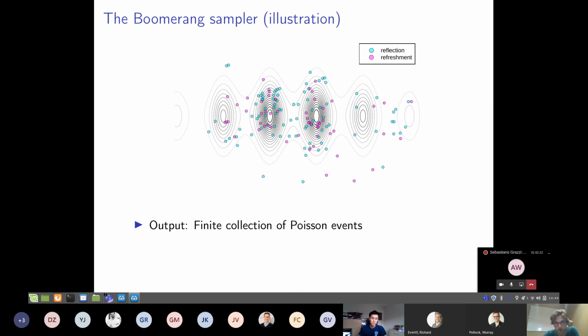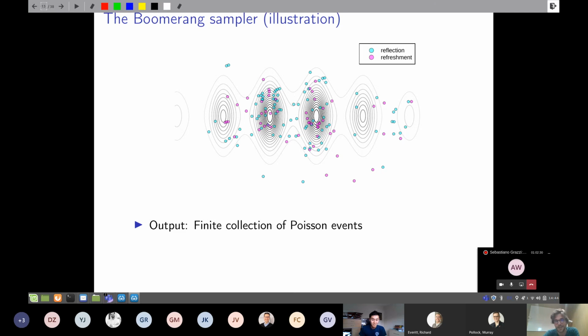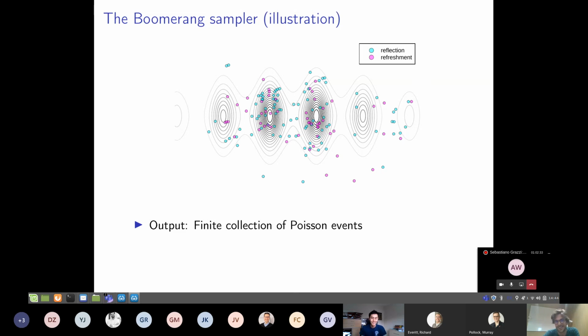So the obvious question then is how did you choose the refreshment parameter? Just a visual check. But it's not clear. Theoretically, we didn't really study how to tune these parameters. I think there is some work on the bouncy particle sampler, but it still has to be studied. Okay, thank you.